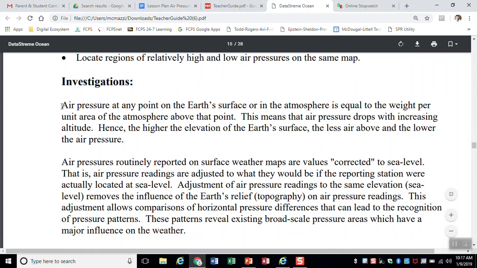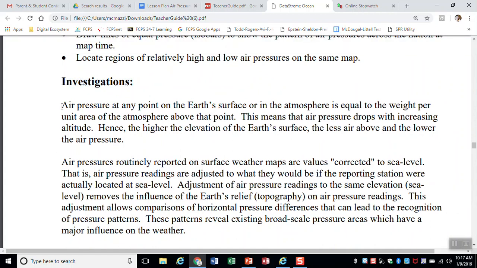Air pressure at any point on Earth's surface or in the atmosphere is equal to the weight per unit area of the atmosphere above that point. This means that air pressure drops with increasing altitude. Hence, the higher the elevation of the Earth's surface, the less air above and the lower the air pressure. Air pressures routinely reported on surface weather maps are values corrected to sea level.